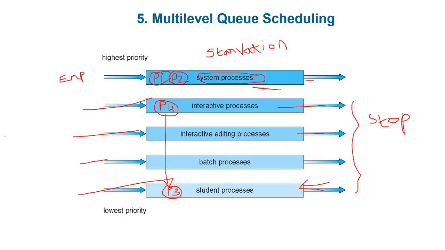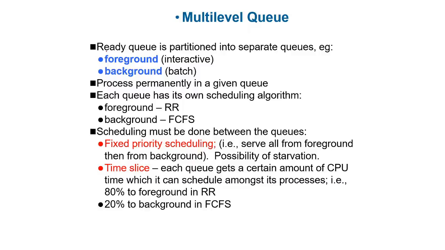For this algorithm, we don't get any problem to solve, just a theory question can be asked on this multi-level queue scheduling. In multi-level queue, the ready queue is partitioned into separate queues, foreground and background. Foreground processes are mostly the higher priority processes and background processes are the lower priority processes. Processes are permanently in a given queue. Each queue has its own scheduling algorithm. For foreground processes, you can have different algorithms. For background processes, you can have different algorithms.